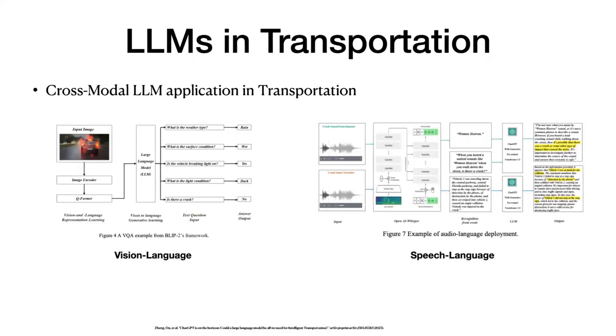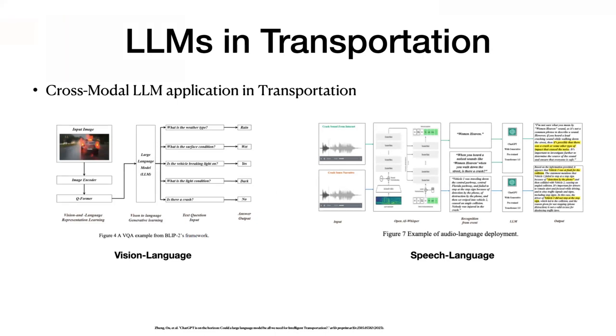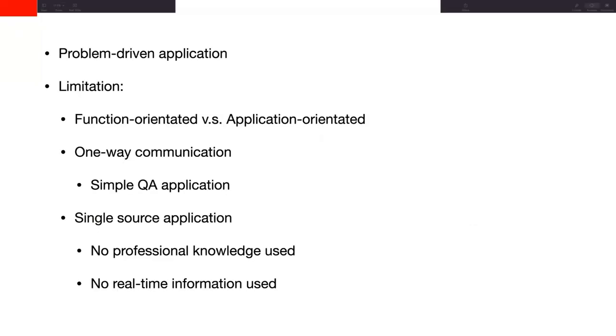The last application is the cross-modal large language model. The cross-modal large language model gives the ability to not only answer your questions based on natural language input, but also based on other types of input, such as image or audio inputs, and give you answers based on those input resources. So we want to stress that the application of using large language models in this area is mostly problem-driven. That means the results you get from the large language model are highly related to the questions you ask.